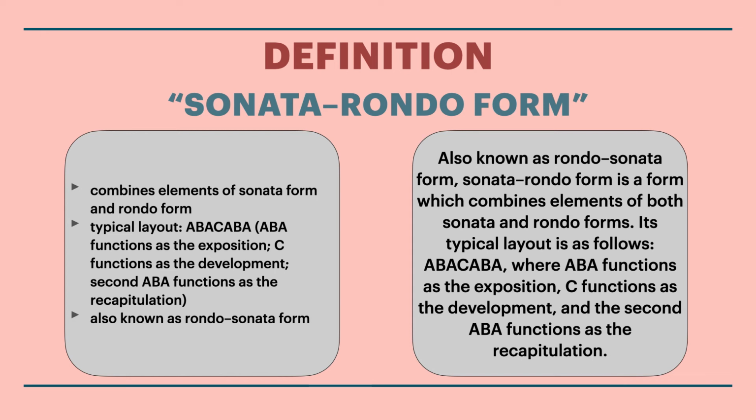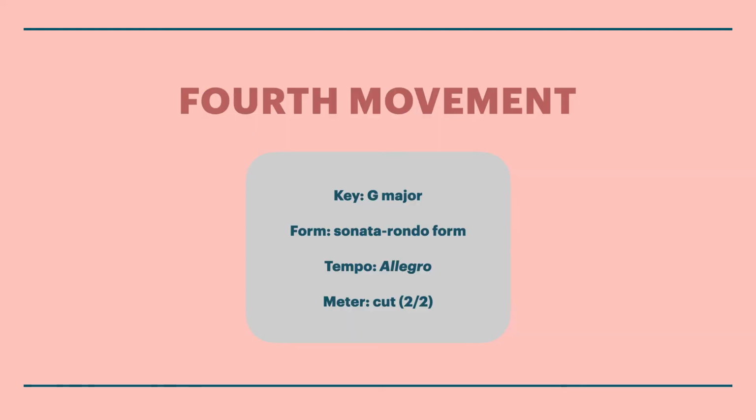Its typical layout is as follows. ABA, C, ABA, where ABA functions as the exposition, like in sonata form. C functions as the development. And the second ABA functions as our recap. So, fairly straightforward, I think. Tempo, allegro, meter, cut. Stay with me, we're almost there. I know these Mozart videos have chewed up a lot of time, but it's almost over.